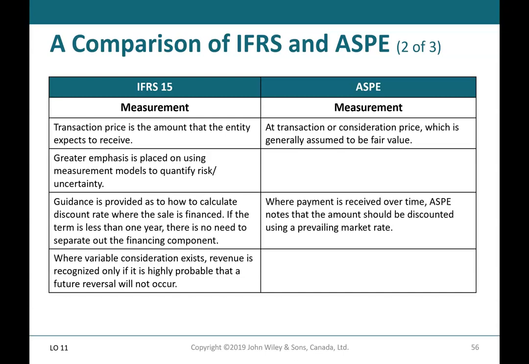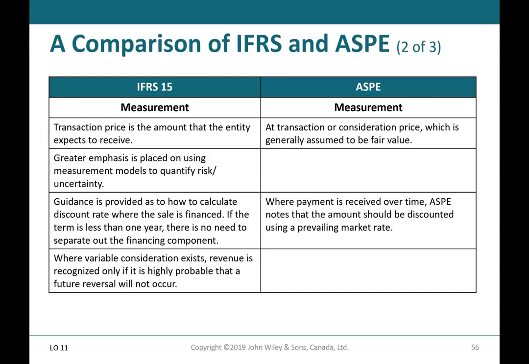A comparison of IFRS and ASPE, 2 of 3. Measurement, IFRS. Transaction price is the amount that the entity expects to receive. ASPE. A transaction or consideration price, which is generally assumed to be fair value. IFRS. Greater emphasis is placed on using measurement models to quantify risk and uncertainty. And we don't have that under ASPE.